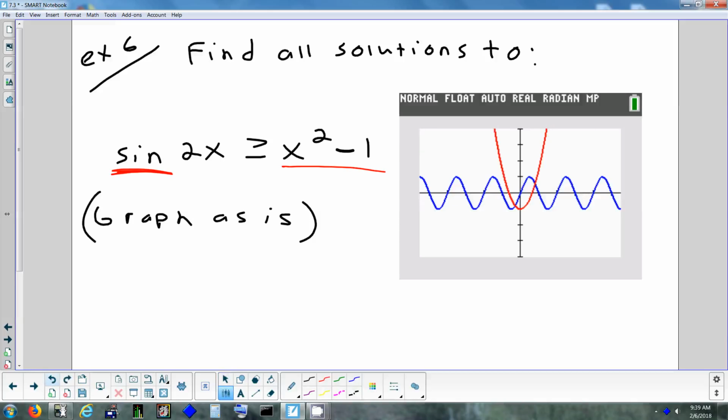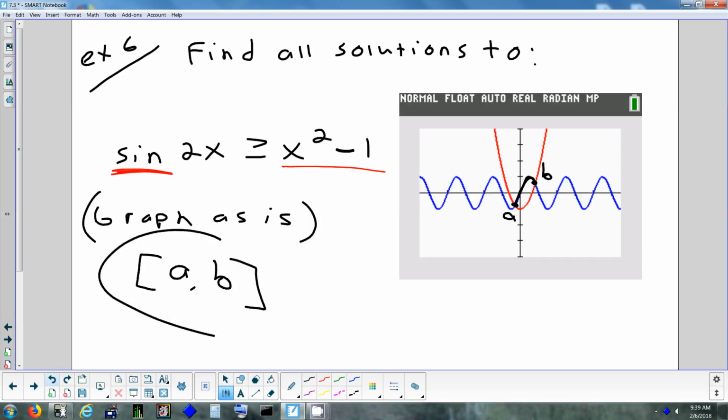So the only section that the sine wave is above the parabola is from here to here, what I just highlighted in black. That is the only section where the graph in blue is above the graph in red. And that's it. So just to save a little time, if you call that A and you call that B, once you find your intersection points, that's the answer to this problem.